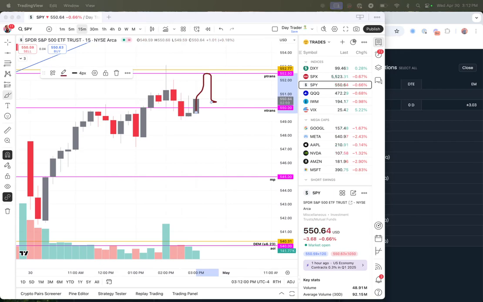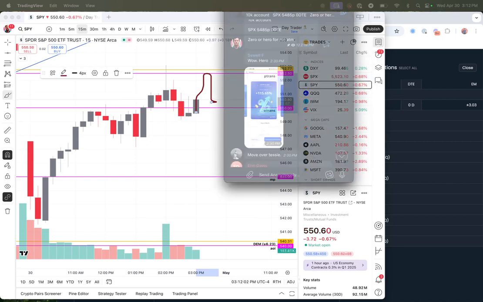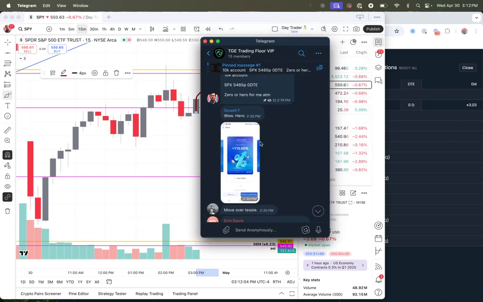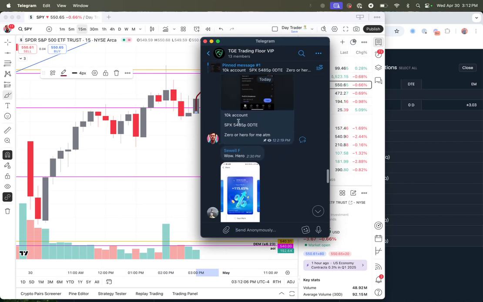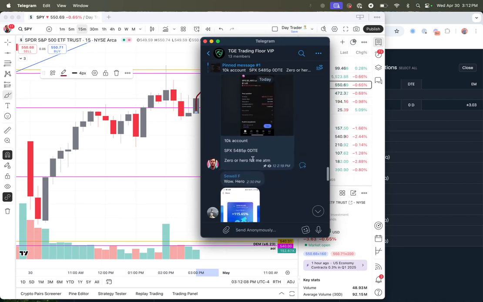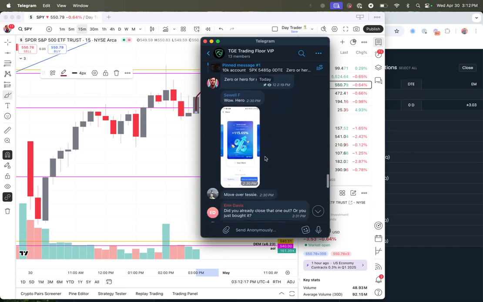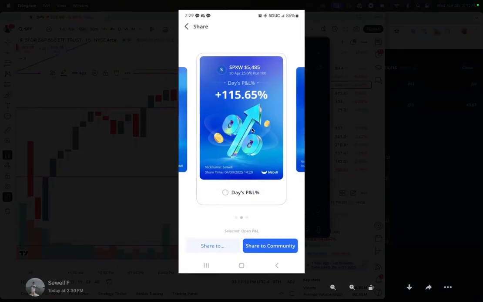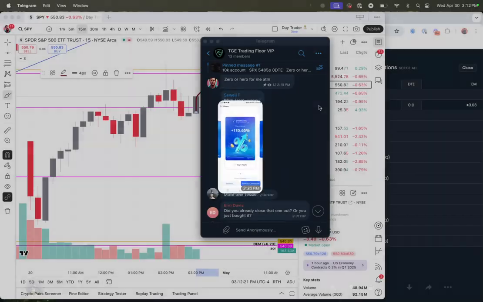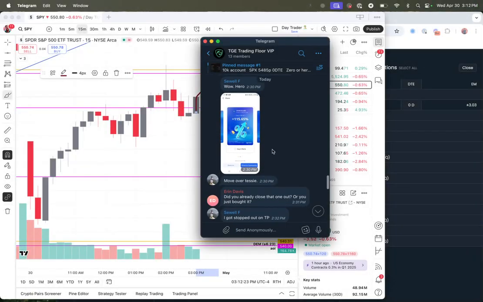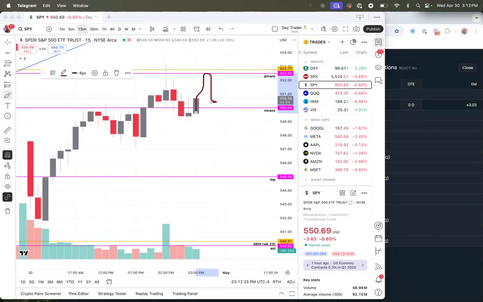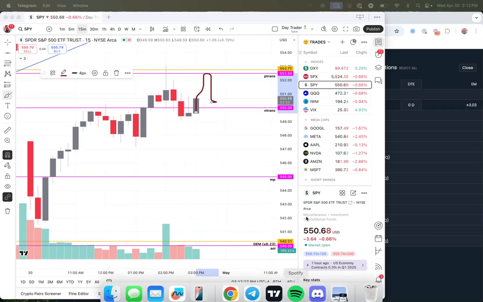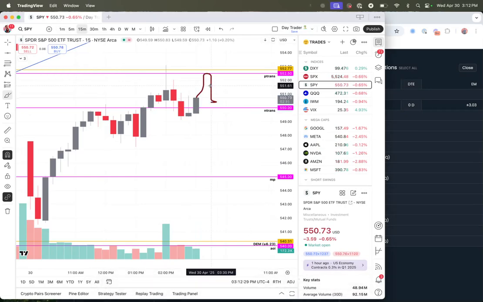I alerted it on the chat. I said, hey, I'm going to get one contract, because this is on the 10K account. One contract, 54.85 put, 0 DTE, 0 or hero for the time being. One of the members actually got a better entry than I did. He got 115% earlier, which was amazing because I only got 56%. But I'm pretty sure he took his profit too.